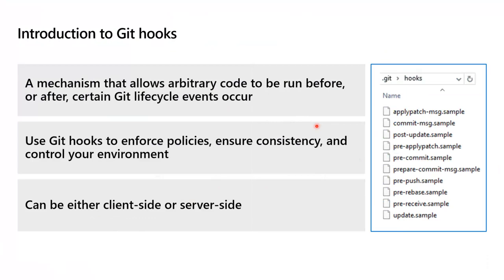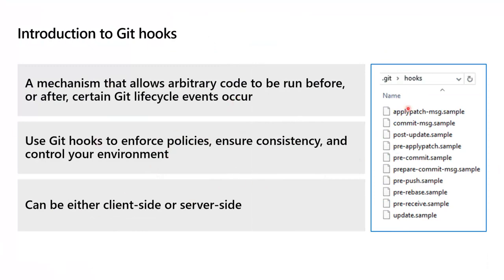You want to perform an operation. So once this criteria has passed, then you will deploy. And once you deploy, another criteria is going to be executed. So with this, we can enforce policies. We are going to ensure consistency and control your environment.